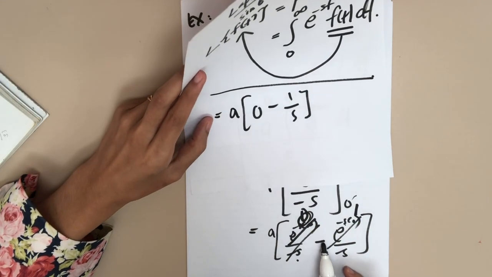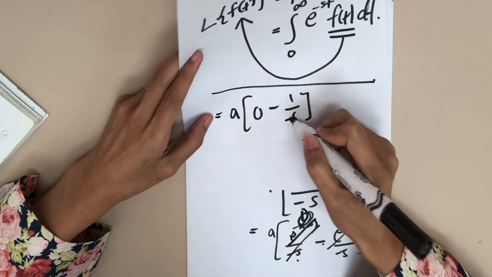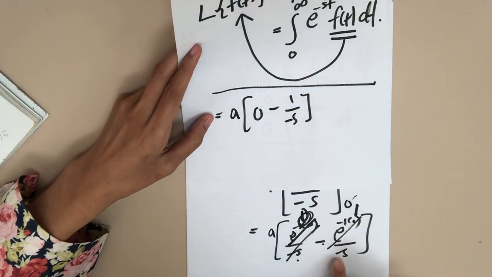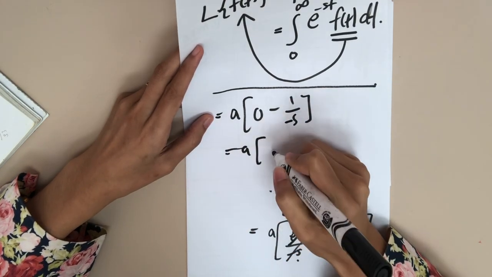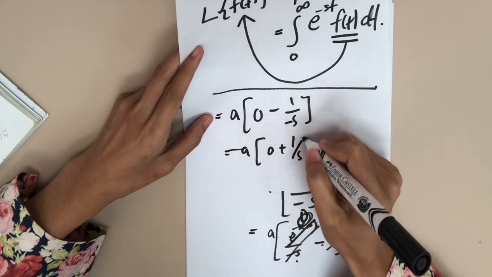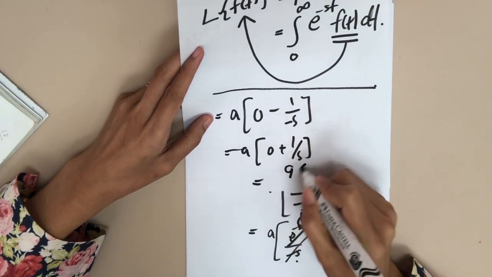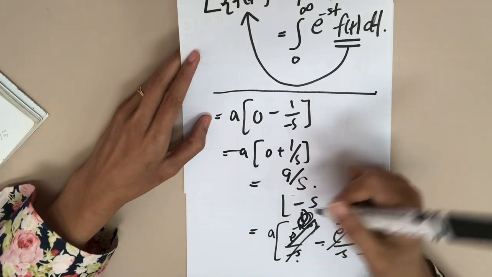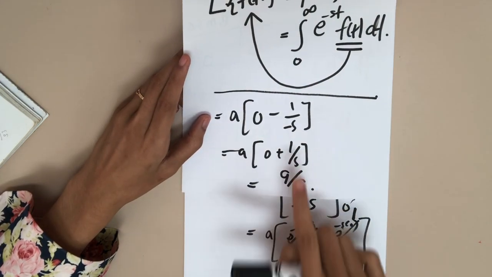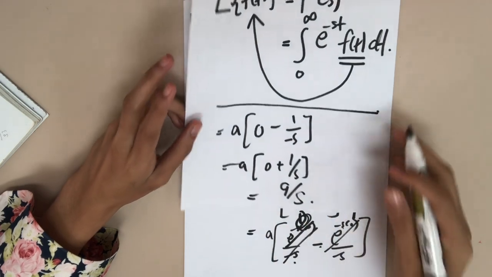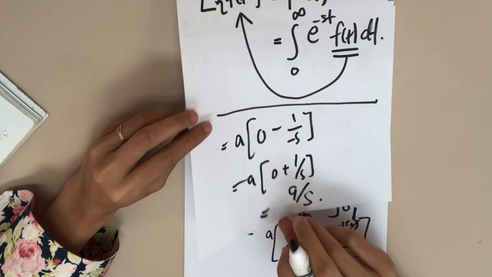Okay, minus here, minus, and S also negative. Don't forget to write negative here. So there is a negative, so negative becomes plus. So A times 0 plus 1 over S. Therefore the answer will be A over S. Okay, A times 1 over S. Of course, 1 over S. A over S. So this is the answer.